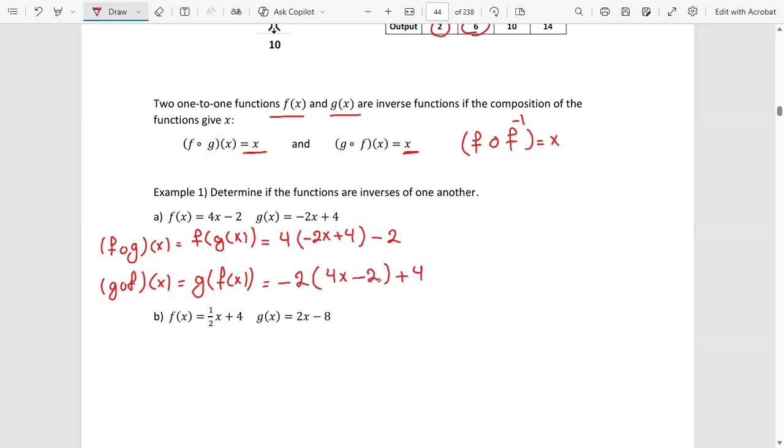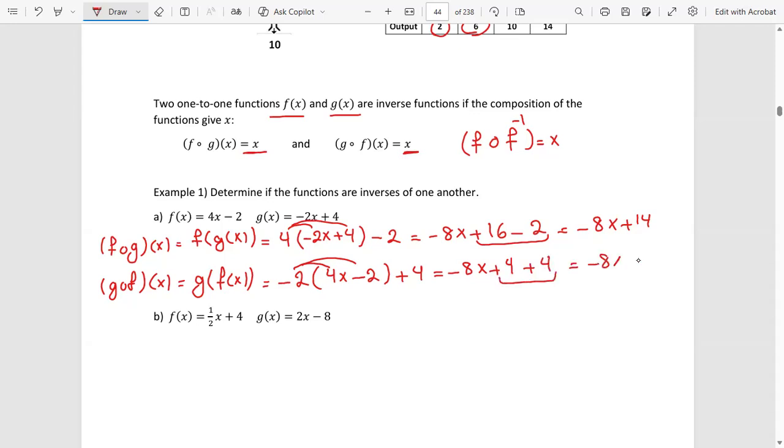Now let's simplify each of them and see if we get x at the end. So let's distribute to drop the parenthesis, which is -8x plus 16. We also have a -2, combine like terms. So we have -8x plus 14. Or for this one, distribute -8x, -2 times -2 is +4. And if we combine like terms, we get -8x plus 8.